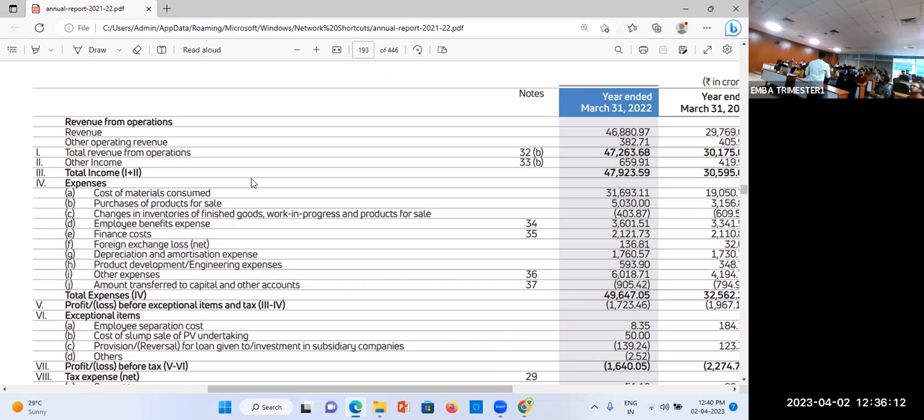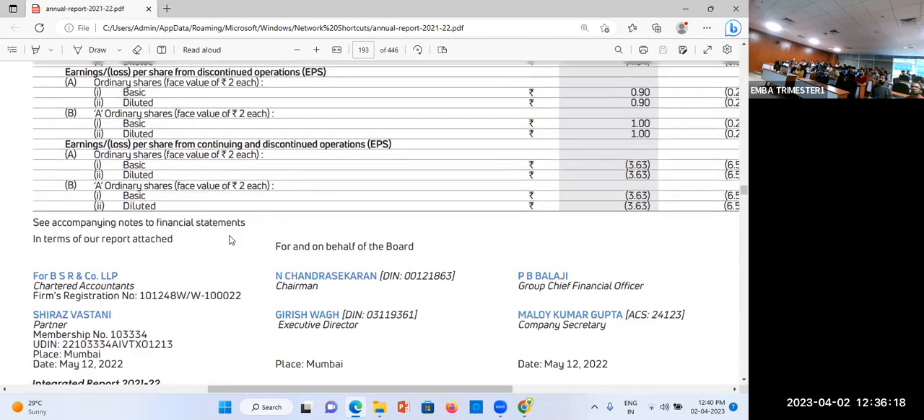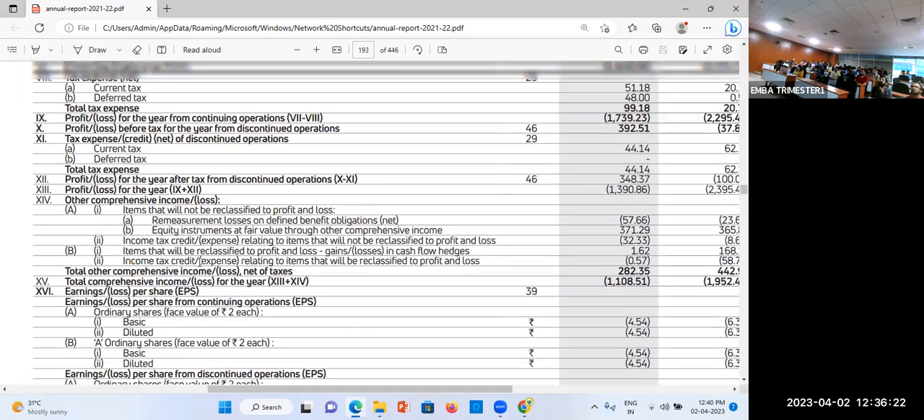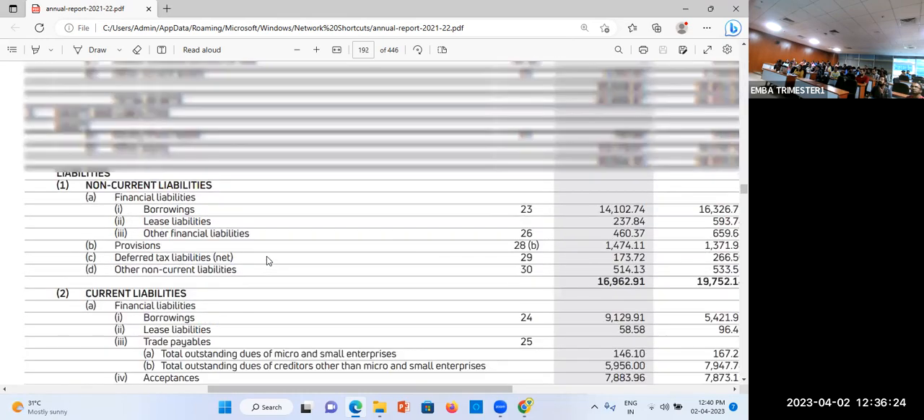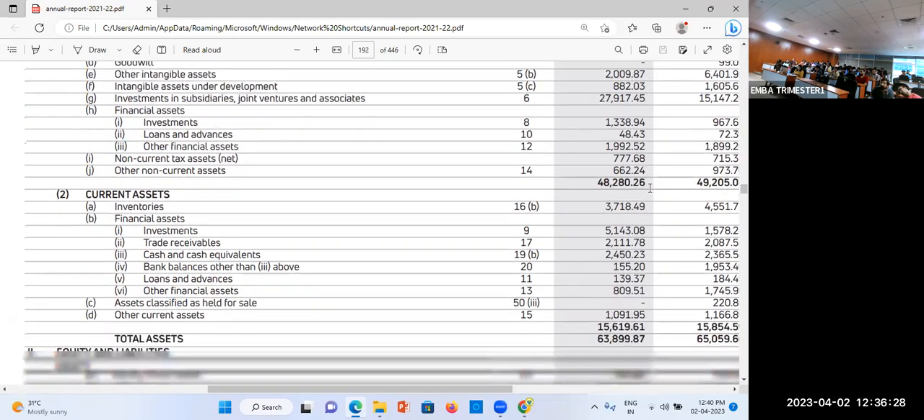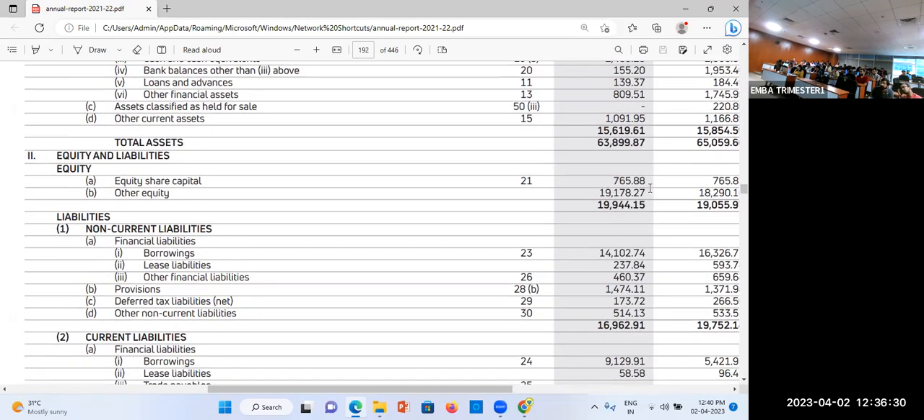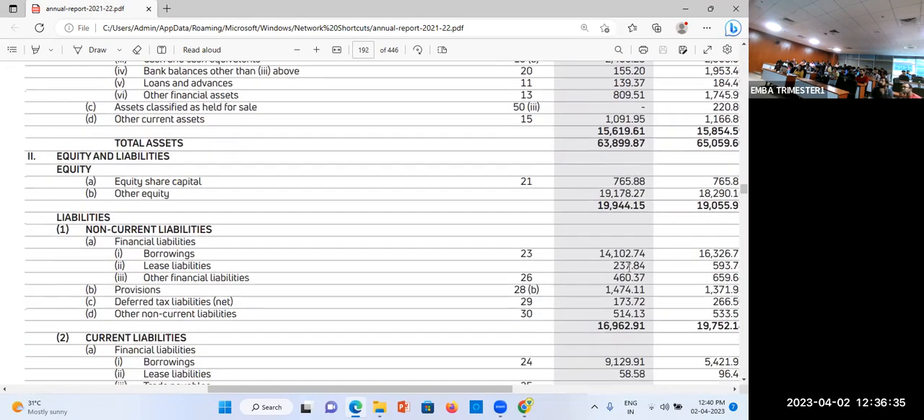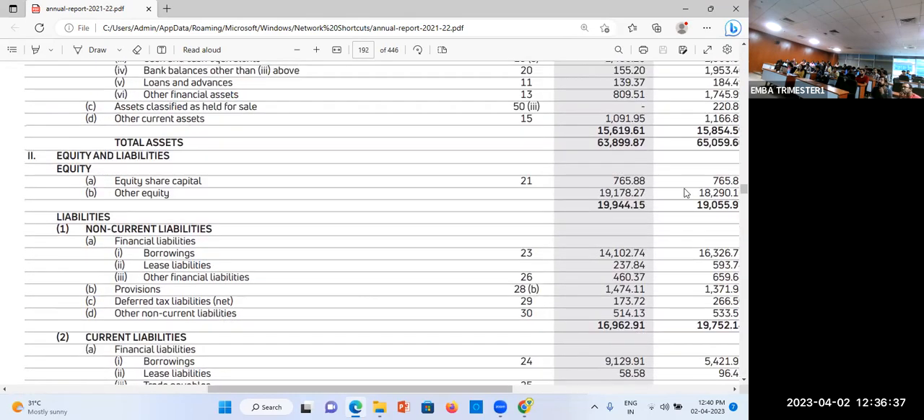Book value. Now scroll down a little, you can understand this logic very easily. Go to balance sheet. Balance sheet, stop. Look at this balance sheet. Go to liability side. Equity share capital is how much? 765 crore. Am I right? In crores only. 765 crore is the equity capital of Tata Motors as on this particular date.